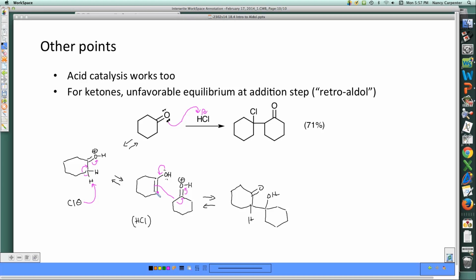Alright, so new bond between this guy and the carbonyl carbon. So there it is. And I think you can figure out how the product is formed from there. So there's another nice aldol for you.